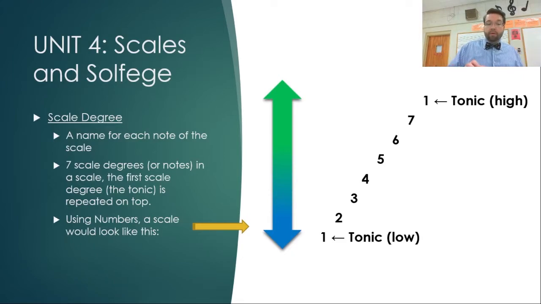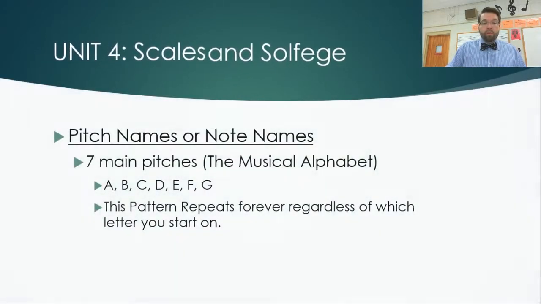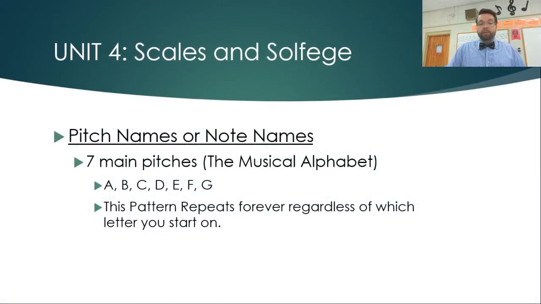So there's 7 scale degrees or notes in a scale. The first scale degree, called the tonic, is repeated on top. Okay, you can use numbers here as represented on this chart. You can use numbers, but we're going to learn more about solfege syllables. You can also call them by their pitch names. Each pitch has a specific name. Now we just give them these names.